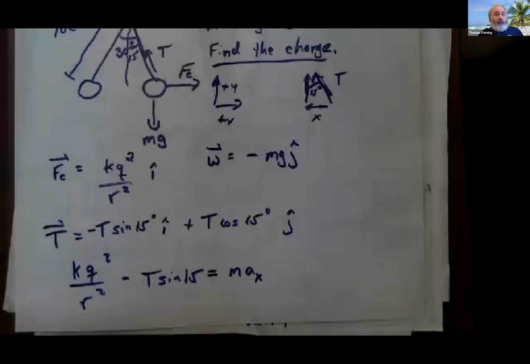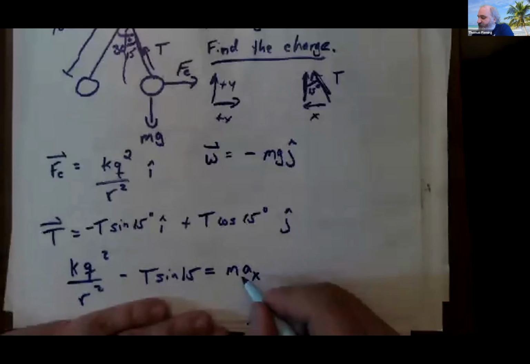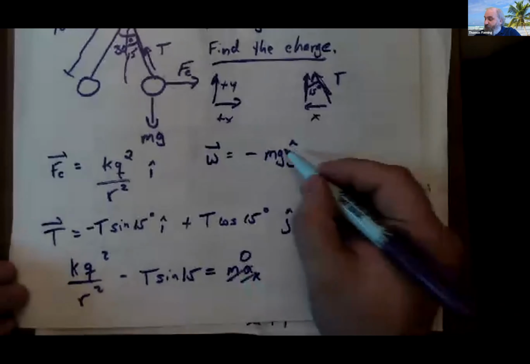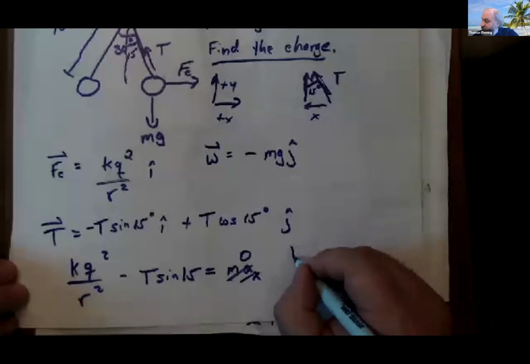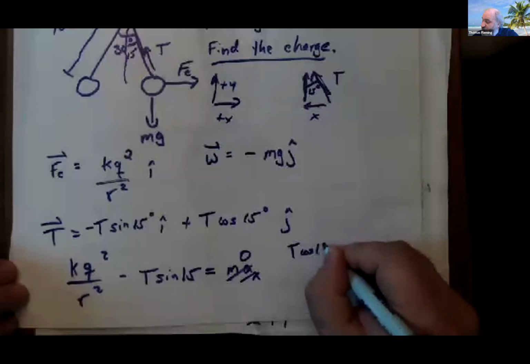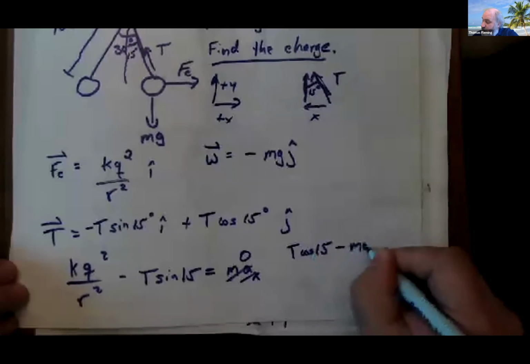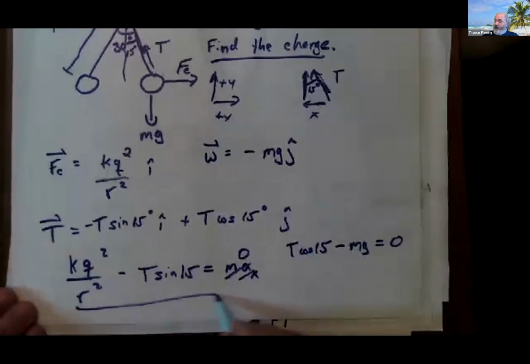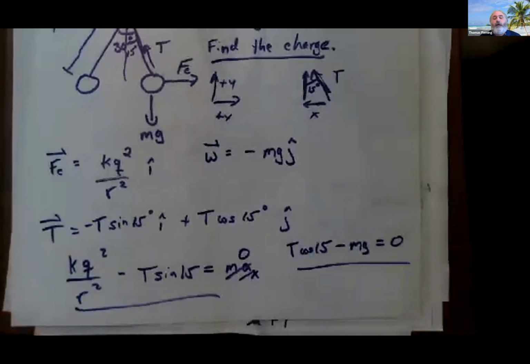This is a static equilibrium problem. All the acceleration's got to be 0. So once I realize that, there's my equation. Now, what about my other equation? Well, in the y direction, I've got to have 0 acceleration also. So this plus this, I'm going to write T cosine 15 minus mg also equals 0. So now I have two equations and multiple unknowns.